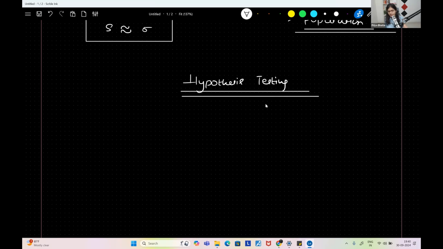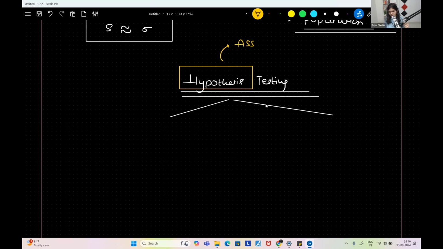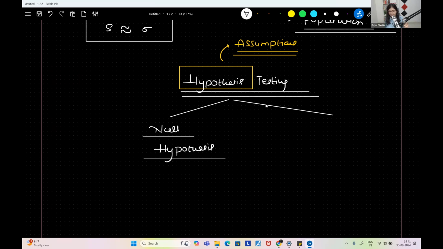When we are talking about hypothesis testing, we usually have two types of hypothesis. Hypothesis means assumptions. If you see the literal meaning of hypothesis, it means that we are talking about assumptions, right? In hypothesis testing, we usually take one as the null hypothesis, where we assume that the sample mean, which is x bar, and the population mean are equal to each other.